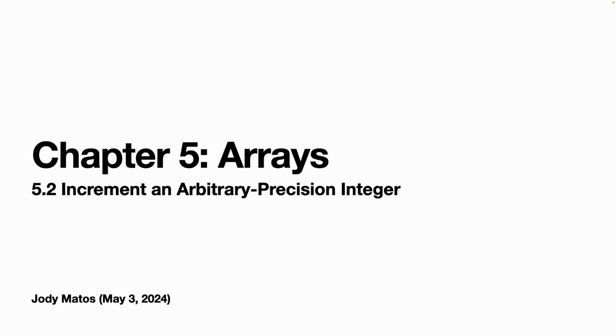Hello again, this is Jody Matos, and in this video we'll talk about chapter 5, arrays, now going into problem number 5.2, which is about incrementing an arbitrary precision integer. The idea behind it is that certain applications require arbitrary precision arithmetic, and one way to achieve this is to use arrays to represent integers. Fundamentally, each position in the array represents one digit of a number, and with that you can represent a number of any precision you need to, right?